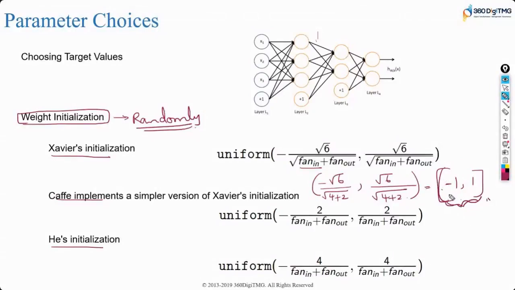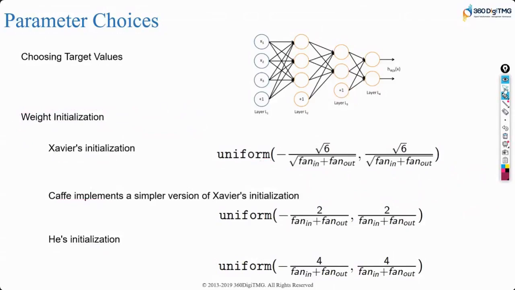In the range of minus 1 to 1, you pick up the values, and picking up any value is equally likely. So all these weights that will be initialized here would be in the range of minus 1 to plus 1. And you have a variant of that, 2 by fan in, 4 by fan in plus fan out. That is also a possibility, but majorly people go with this.